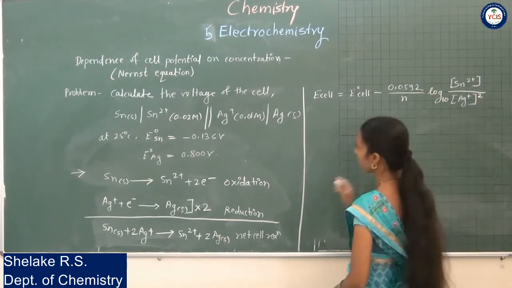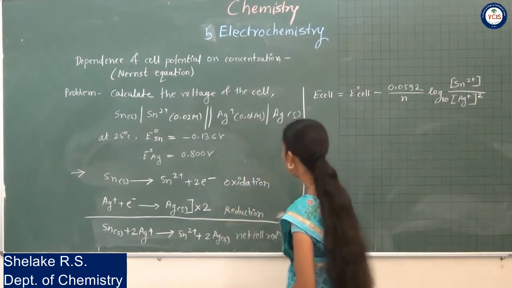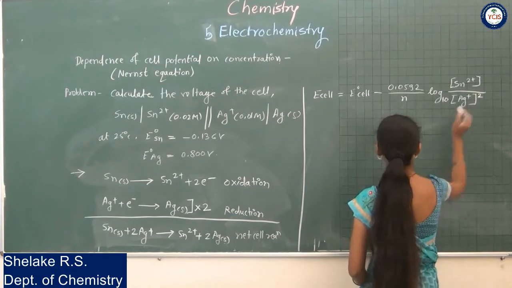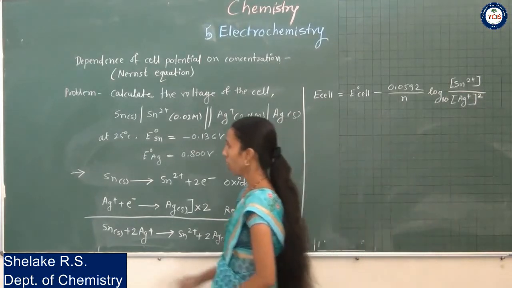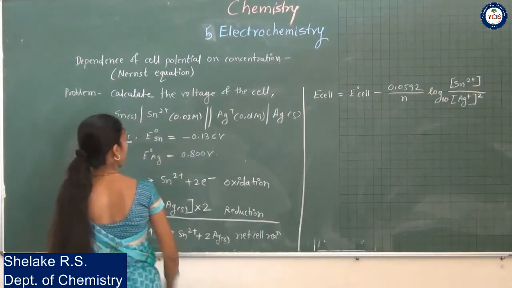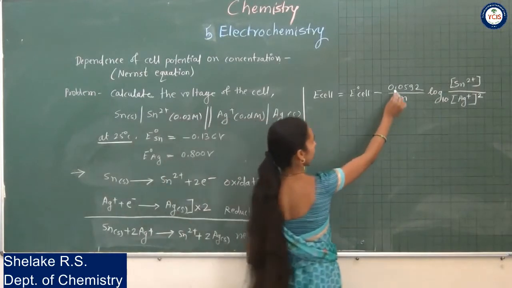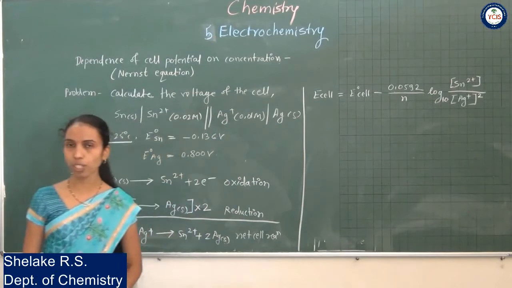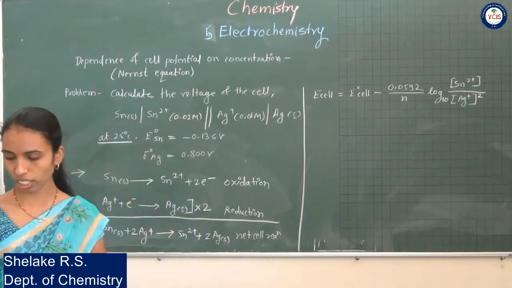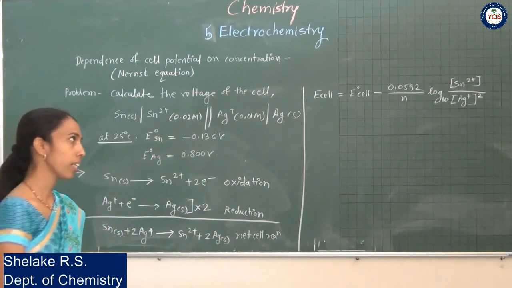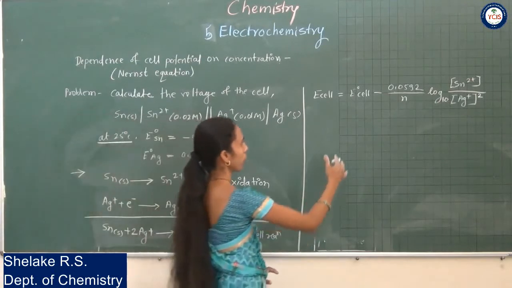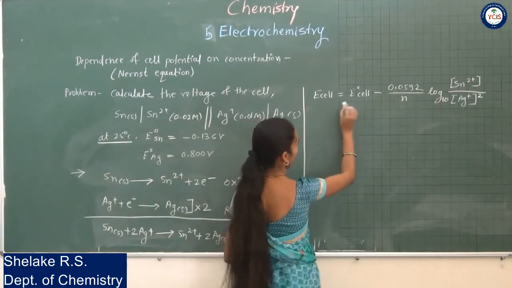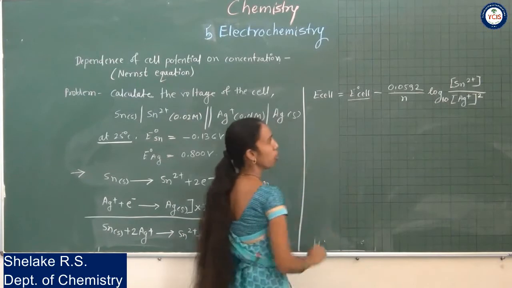Now here see 2 Ag, that is why we have taken here square. Now here temperature is given 25 degrees Celsius, that is why I have written directly 0.0592 upon n. Now here n value is what? Number of electrons are 2. Okay. Now before going for the solved problem, E0 cell value is not there.